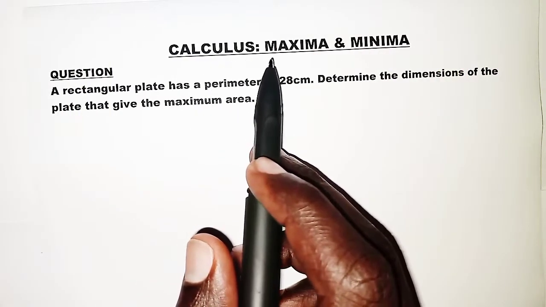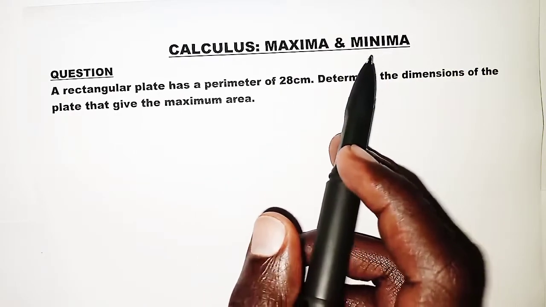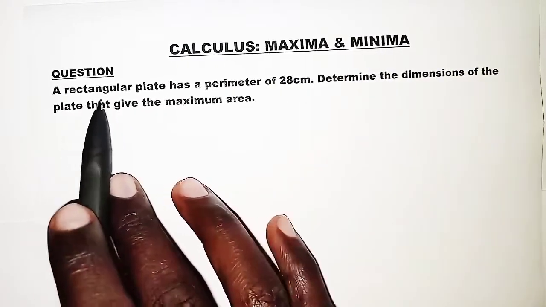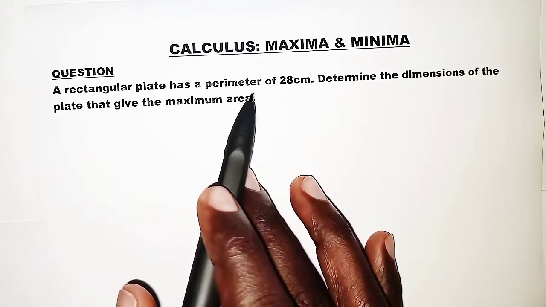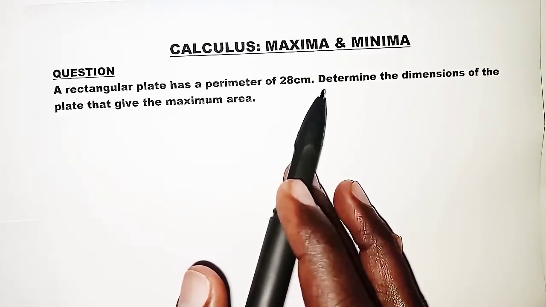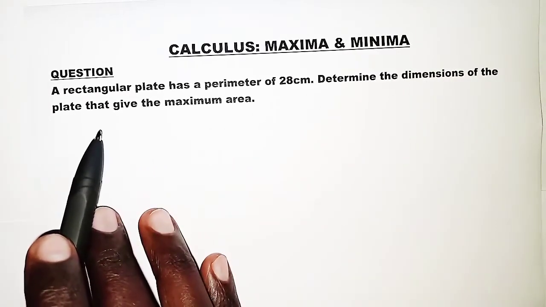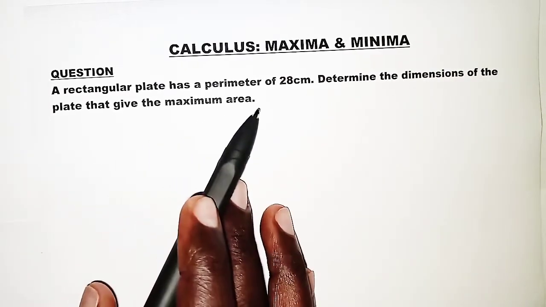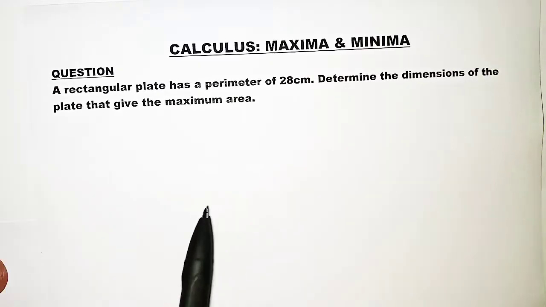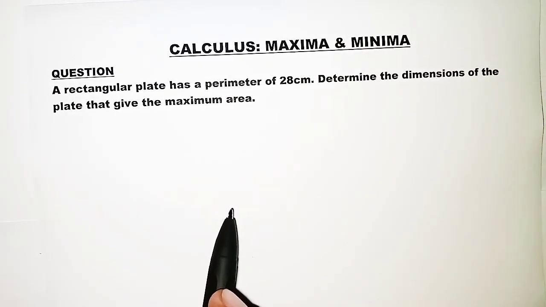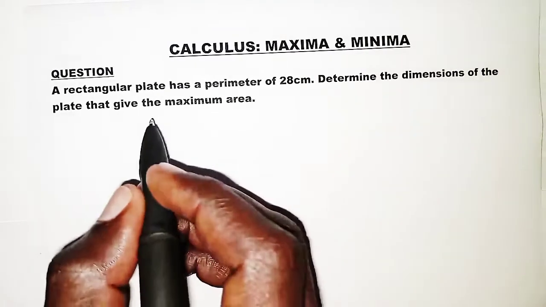This is calculus, and we are going to look at maxima and minima. The question reads: a rectangular plate has a perimeter of 28 centimeters. Determine the dimensions of the plate that gives the maximum area. So what we're simply going to have here, let's sketch.